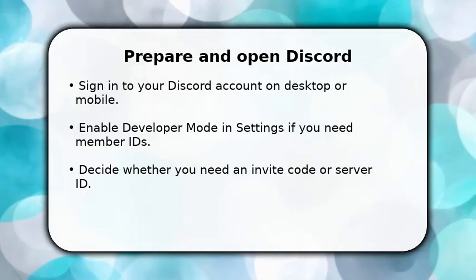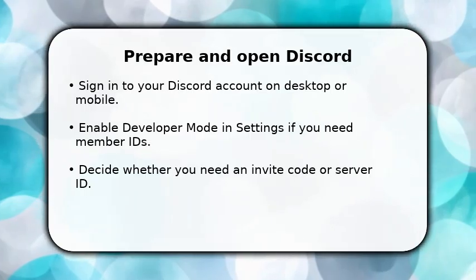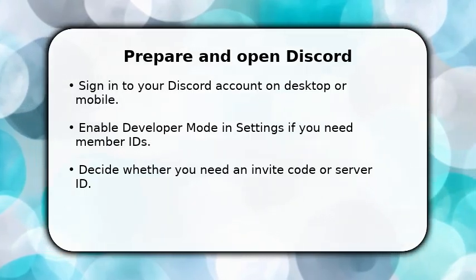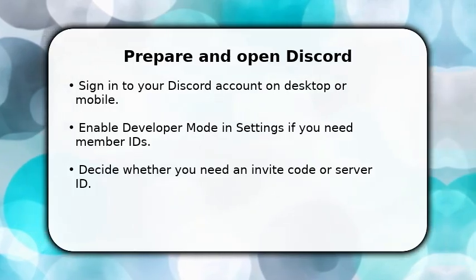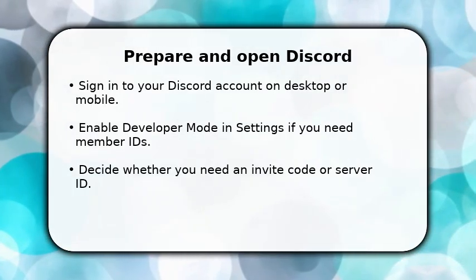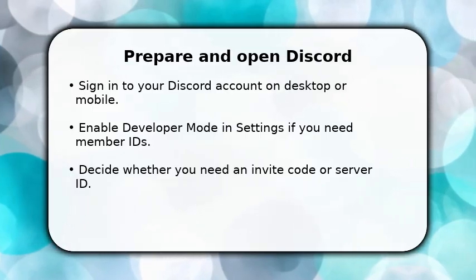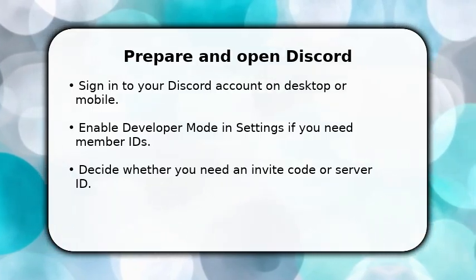You start by opening Discord and signing in. This puts you where the server information lives. Once done, go to User Settings and enable Developer Mode only if you need raw ID for advanced tasks. Make sure to choose the correct client. Desktop shows more options than mobile.